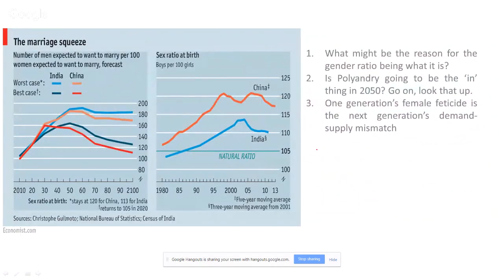So is polyandry going to be the in thing in 2050? Go on, look that up. If you don't know what polyandry means, you should look it up. An interesting idea. So, gender ratio being what it is, which we need to know and understand, economics and gender ratio put together could set us up for a proper toxic cocktail.